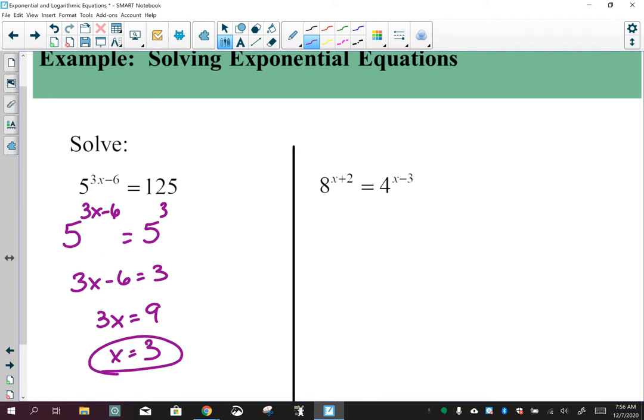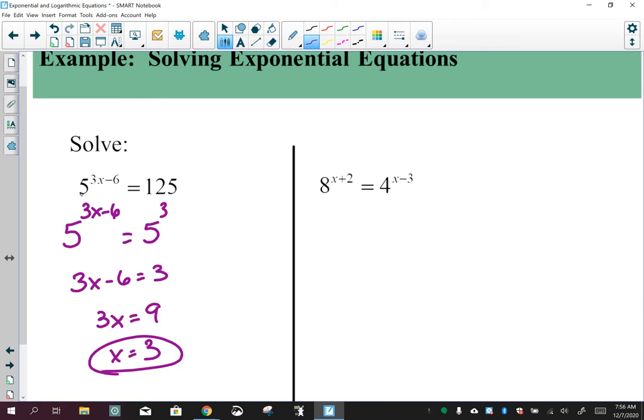So what this is saying is when I take that 3 and plug it into here, I get 3 times 3, which is 9, minus 6, which is 3. So 5 to the third is the same thing as 125. That's all you're doing. You're just solving to figure out what x value goes in there to make this side be 125, because that matches that side.